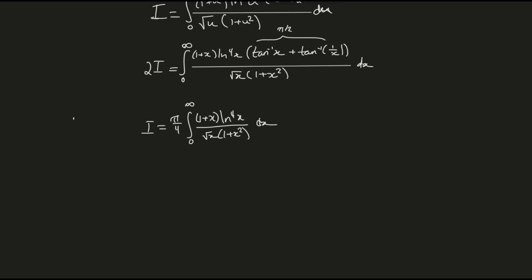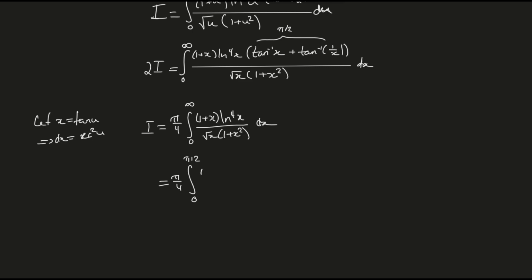What we want to do here is simply let x be equal to the tangent of u, which would also imply that dx is equal to secant squared of u. And now I is going to be pi by 4 times the integral from, as x approaches 0, tangent u approaches 0, as x approaches infinity, tangent u approaches pi by 2, u approaches pi by 2 rather.